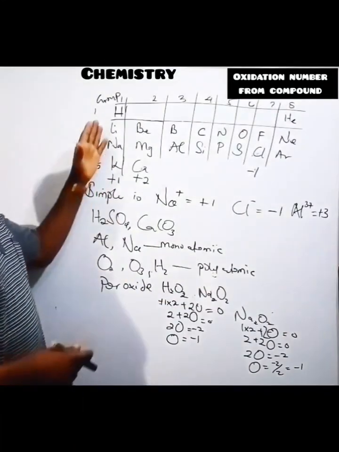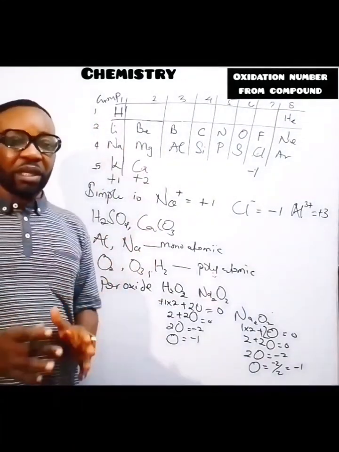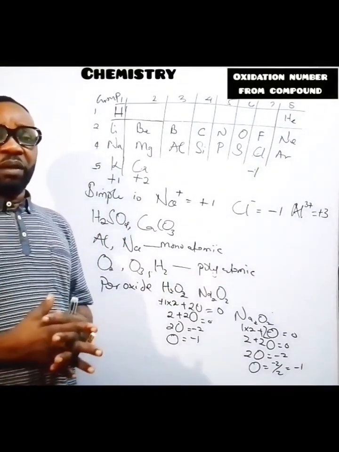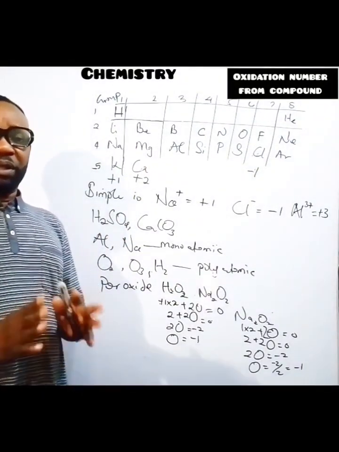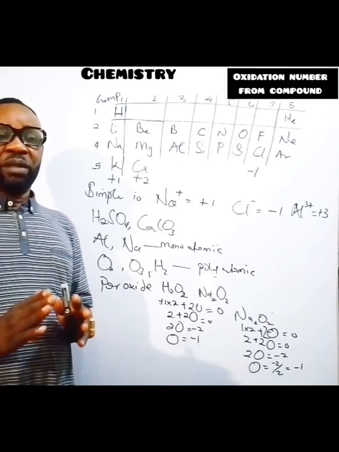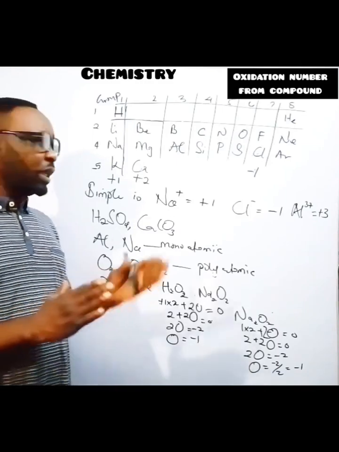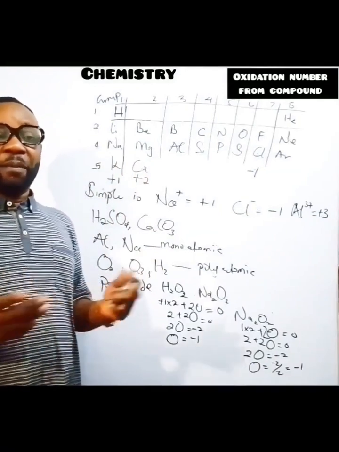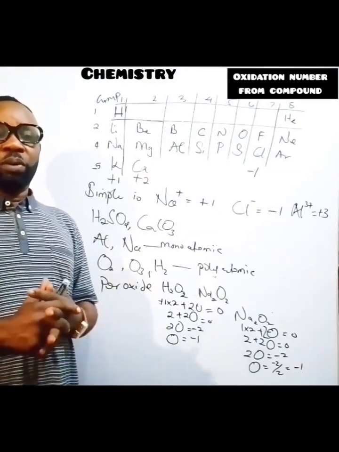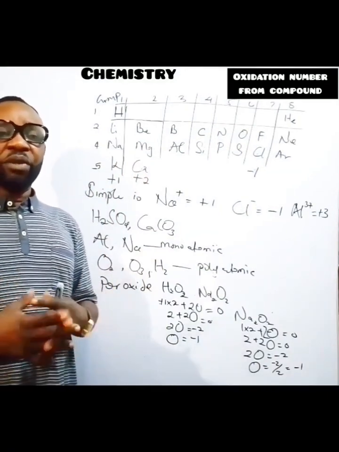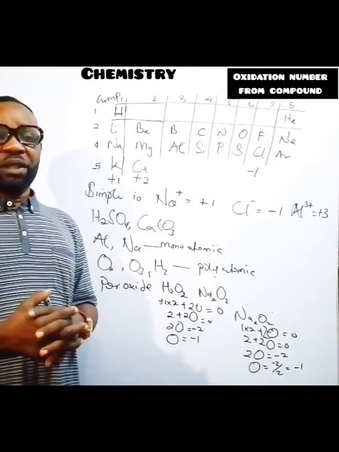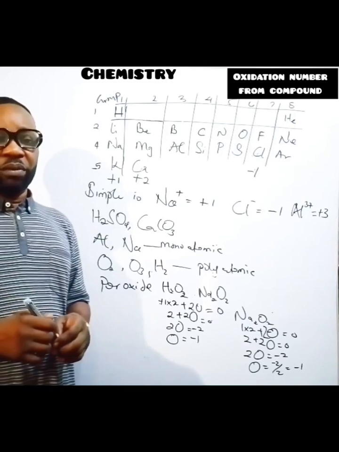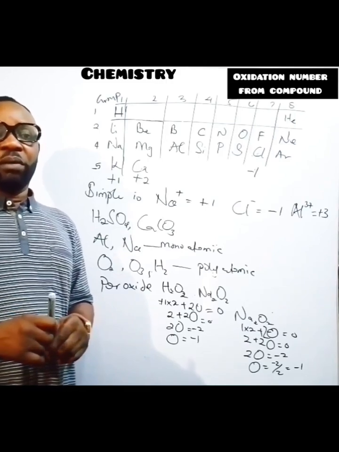Now, we also need to look at the oxidation number of hydrogen. The oxidation number of hydrogen in its compound state, as I stated earlier, is +1. But there is an exception. There are different exceptions that can make hydrogen not equal to +1. The exception is that when hydrogen is in a binary compound with a metal atom, it becomes -1.